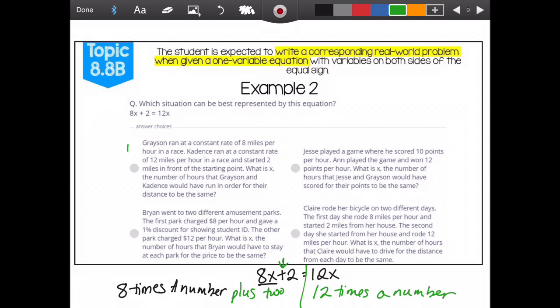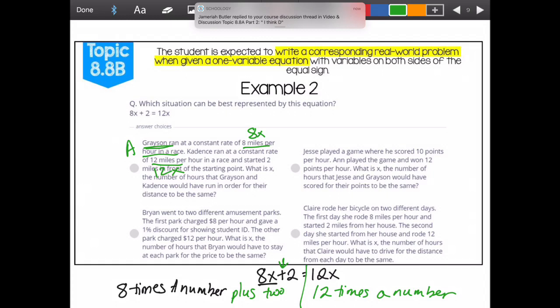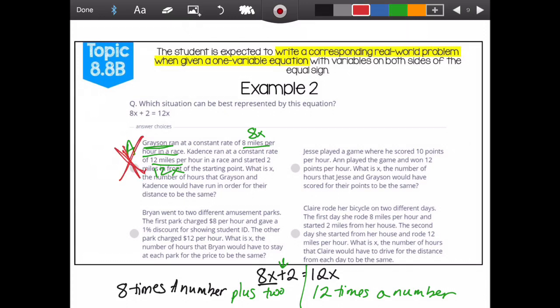Let's start with A. Grayson ran at a constant rate of 8 miles per hour. All right, that gives us that 8x that we want. Cadence ran at a constant rate of 12 miles per hour. All right, so we're going to put Grayson on the left here, and we have Cadence on the right, and that's 12x, and started 2 miles in front. Well, the person who should have started 2 miles in front was Grayson, with the left side being 8x plus 2. So this one, unfortunately, not our answer. So again, we got to keep moving on. Let's move to B.